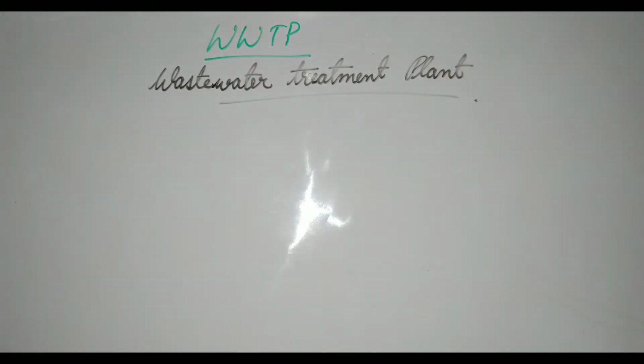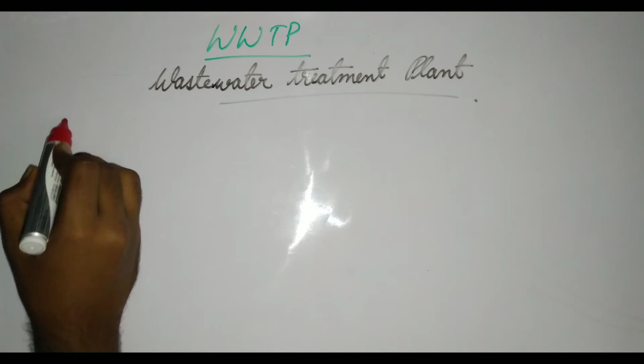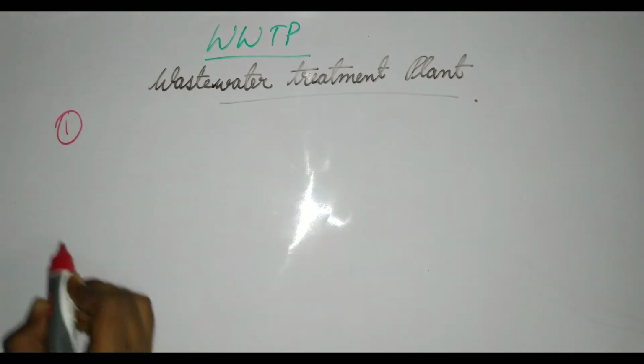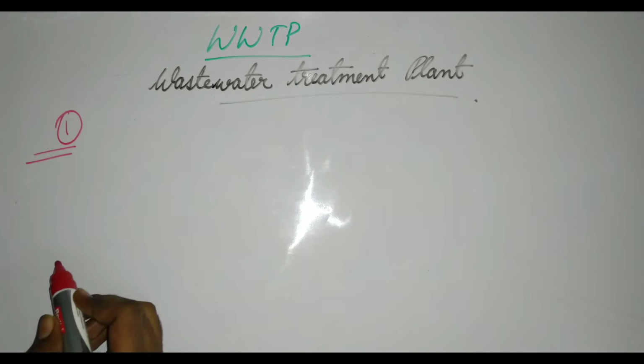So what is the use of this plant basically? What is the work of the wastewater treatment plant? Basically it converts the sewage or wastewater into clarified water that can be discharged into the seas and water bodies. Let us first discuss the first step.